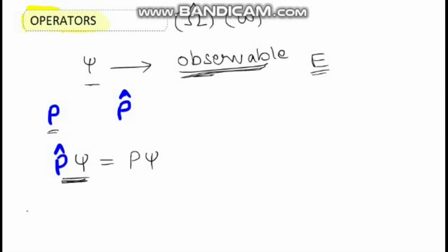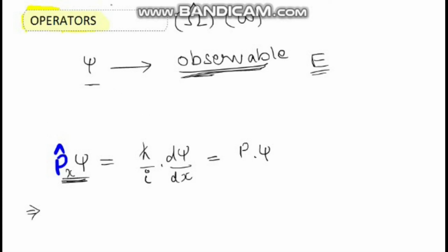Well, it's simple. p cap psi means you multiply with h cross by i and then differentiate psi once with x. So for momentum in the x direction, you multiply by h cross by i and then differentiate d psi by dx. Your answer will come out to be the value of momentum and psi again. Understood? That's how it is.